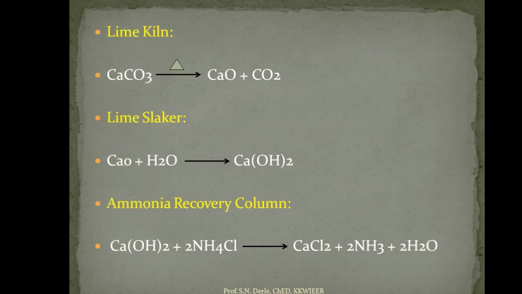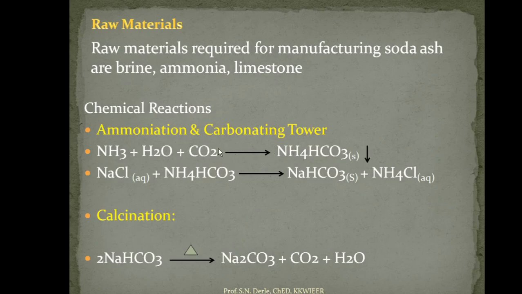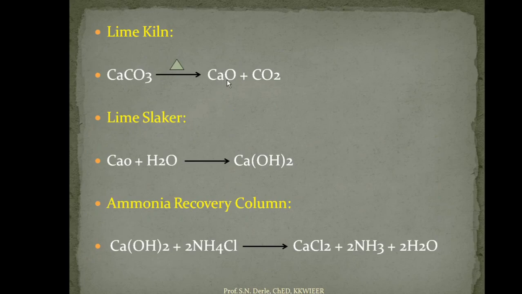The next reaction occurs in the lime kiln. In the lime kiln, again the calcination reaction takes place. Here, limestone is heated to near about 500 degrees Celsius and it produces calcium oxide plus CO2. The CO2 is again recycled to the carbonating tower, and then the CaO, that is calcium oxide, is sent to the lime slacker.